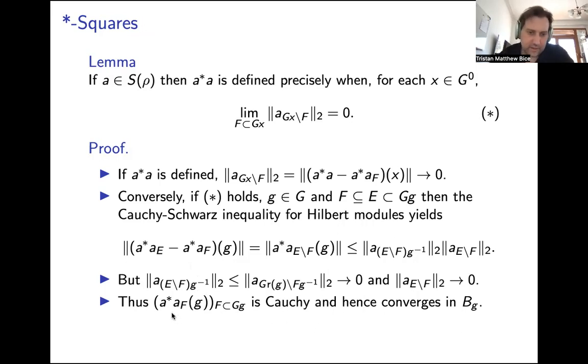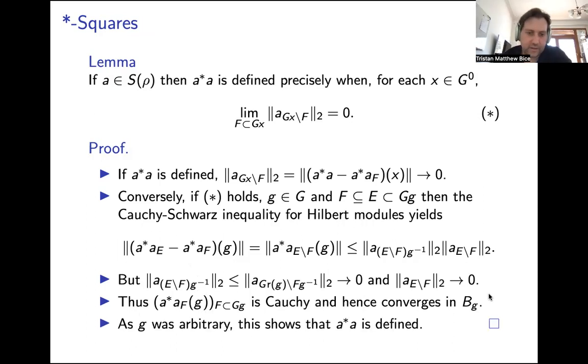Okay, so you get this Cauchy net here, and Cauchy nets have to converge in this fiber here because these are supposed to be complete. And so we know it has some limit. And as this was arbitrary, this shows that in fact the limits always exist at all G, which is by definition what it means to say that A star A is actually defined.